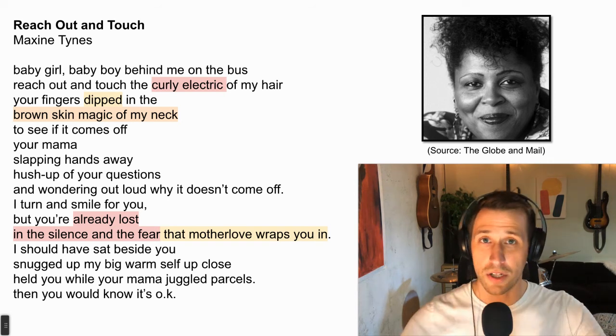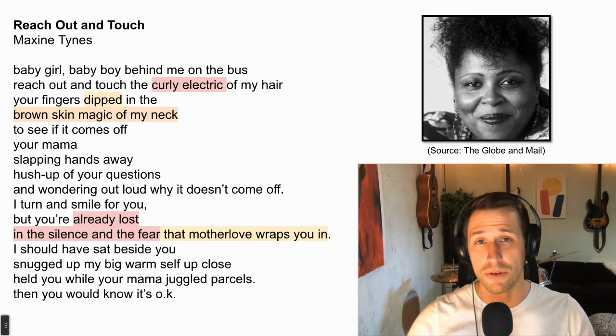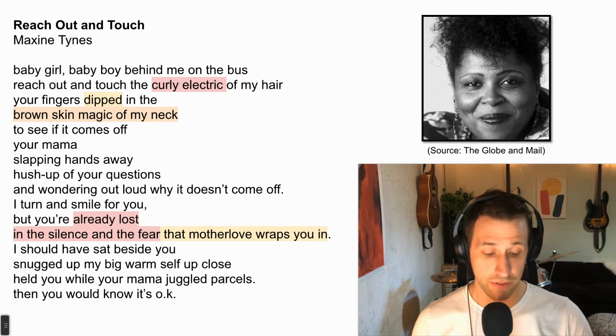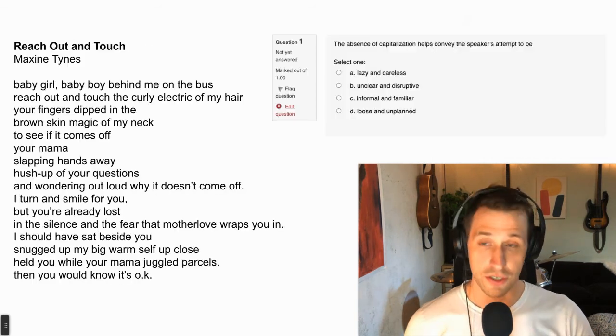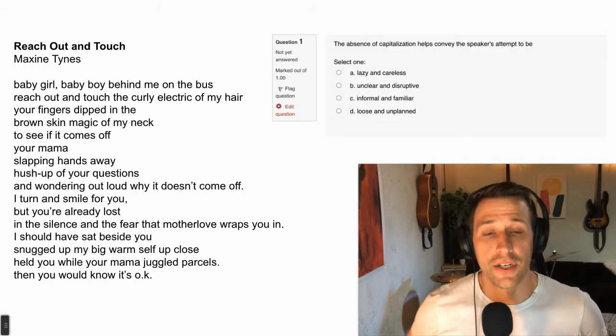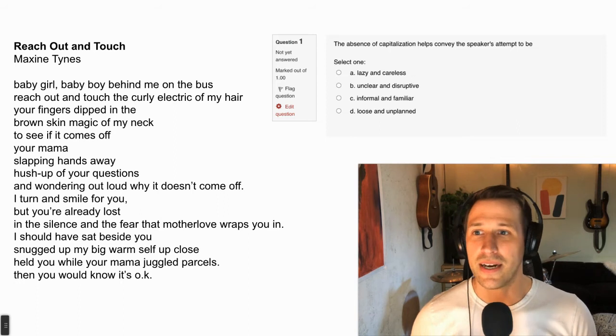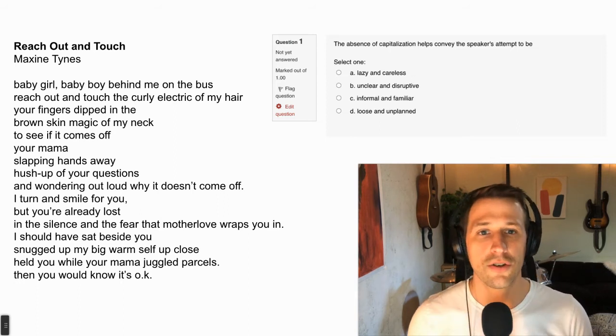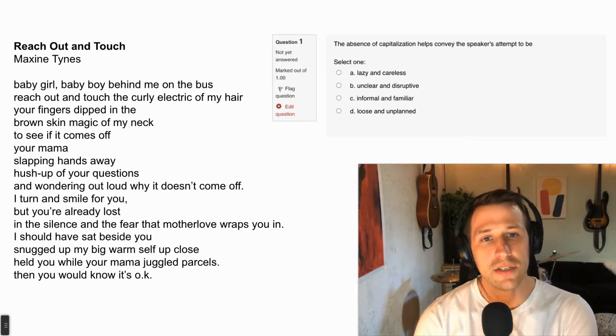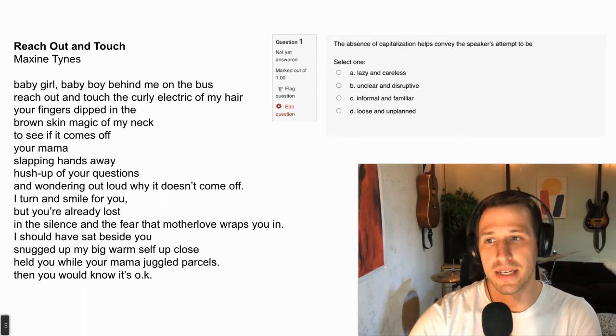So we've got maybe a clear picture. We've worked through some of the imagery. We've started to recognize some of the figurative language. Let's go through the questions. So the first question is a technical structural question about capitalization. It says, the absence of capitalizations.